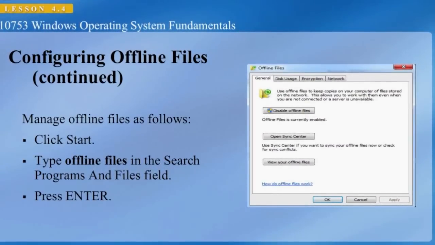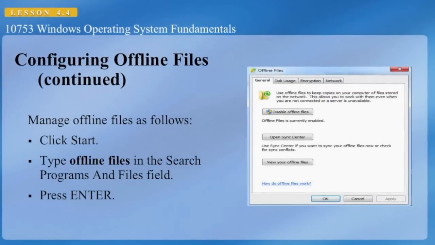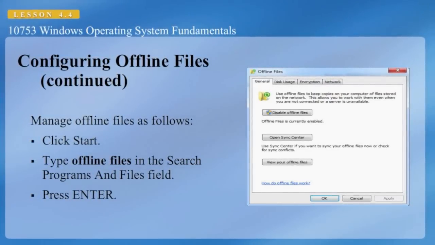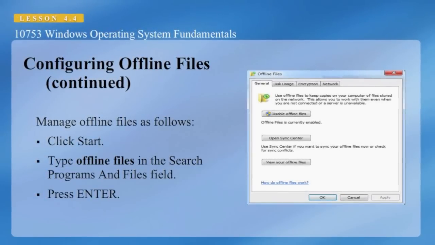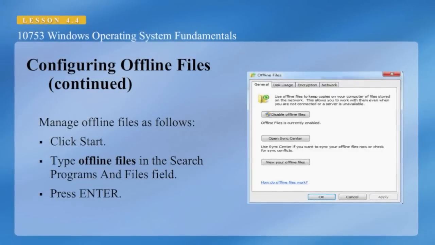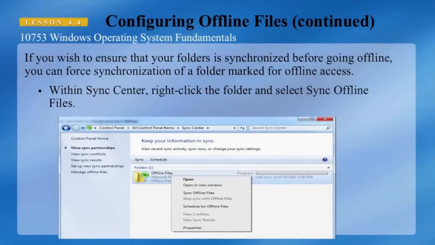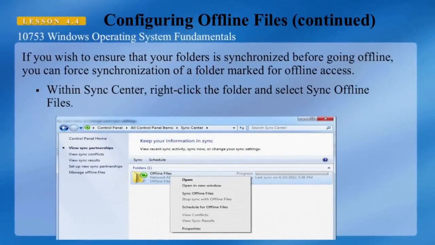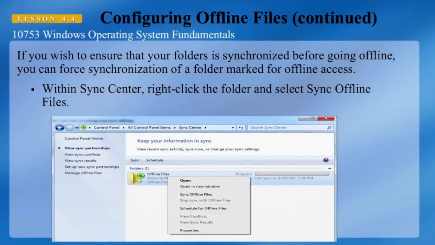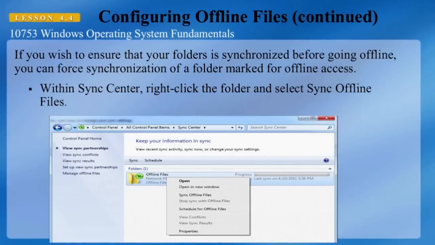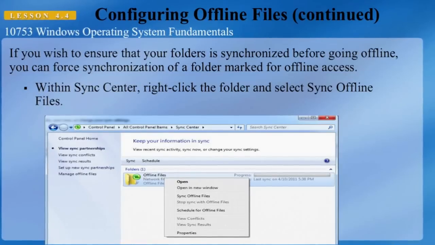You can manage your offline files by using the Offline Files Management feature. To get there, click Start, type Offline Files in the Search Programs and Files field and press Enter, and this dialog box will open. You can also manage your offline files by accessing the Sync Center within the Control Panel. If you wish to ensure that your folders are synchronized before going offline, you can force synchronization of a folder marked for offline access. If you access the Sync Center and right-click on the folder that you'd like to ensure is synchronized and select Sync Offline Files, that'll give you the current version.